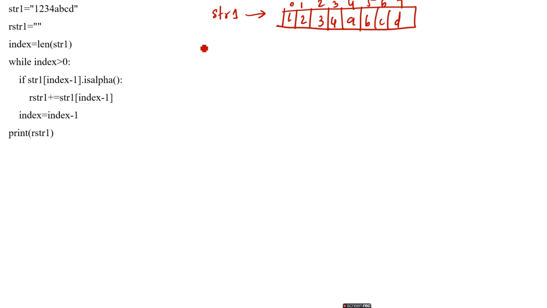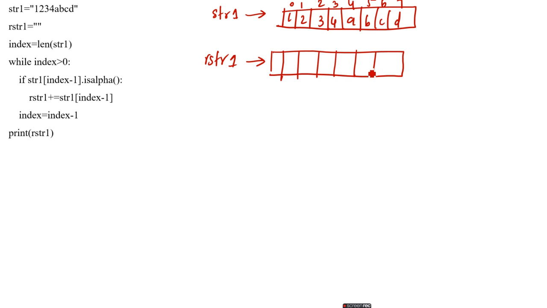Now rstr1, that is a variable. It is having a null value. That means it is an empty string. There is no value, so it is an empty string. Index equal to length of str1. Length of str1 means the number of characters present in str1. There are 8 characters. So index is having the value 8.